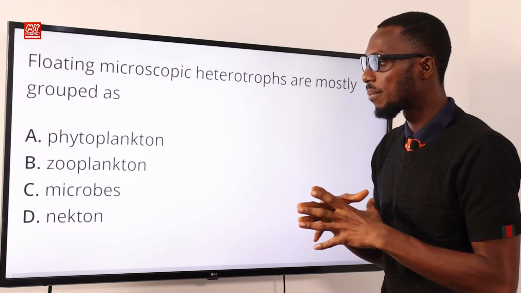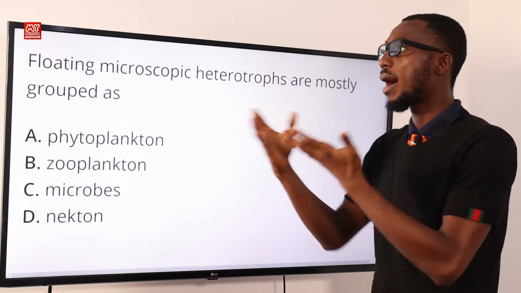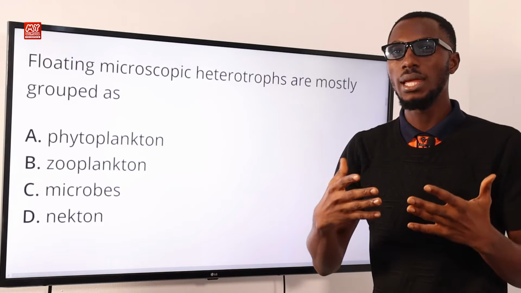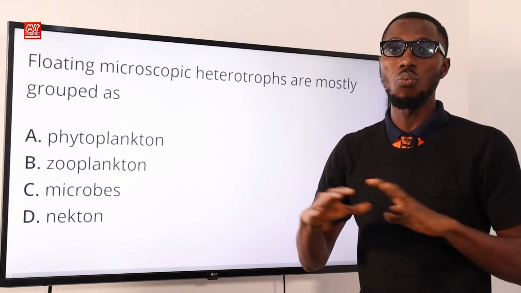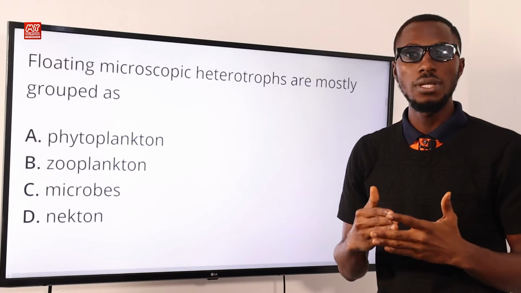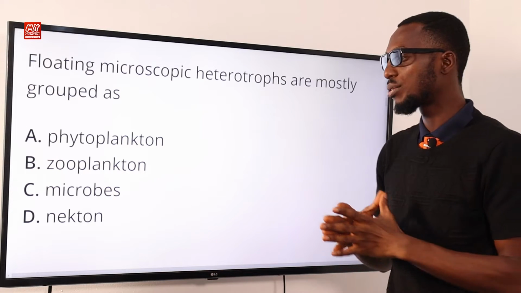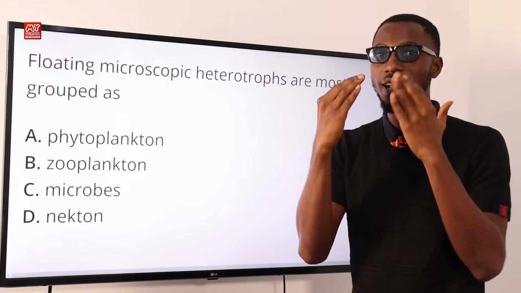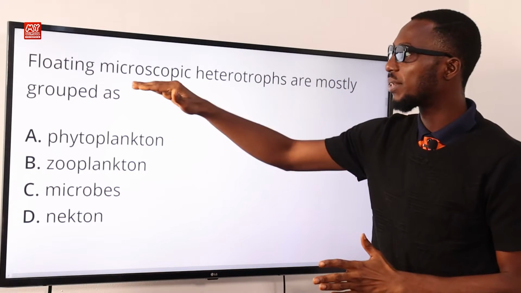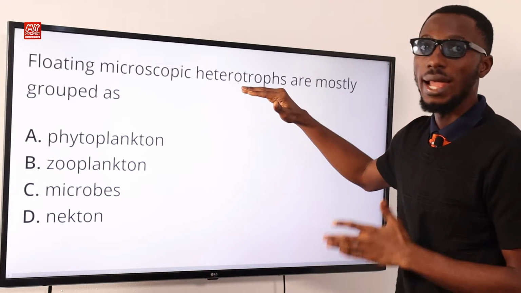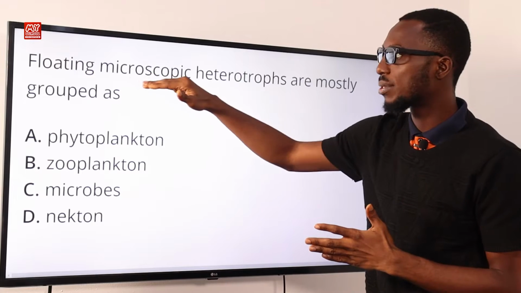Nekton just talks about animals that have buoyancy, they are able to float or swim independent of currents or waves. For example, you have your sharks, your turtles, your dolphins, we even have squids. So these are nektons. So this is completely out of it. We can see nektons with our eyes without the aid of a microscope. So though they are floating, though they are heterotrophs, they are not microscopic.